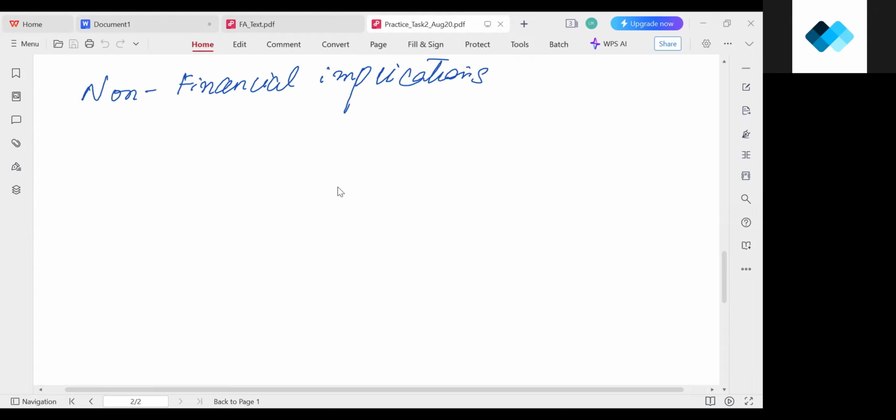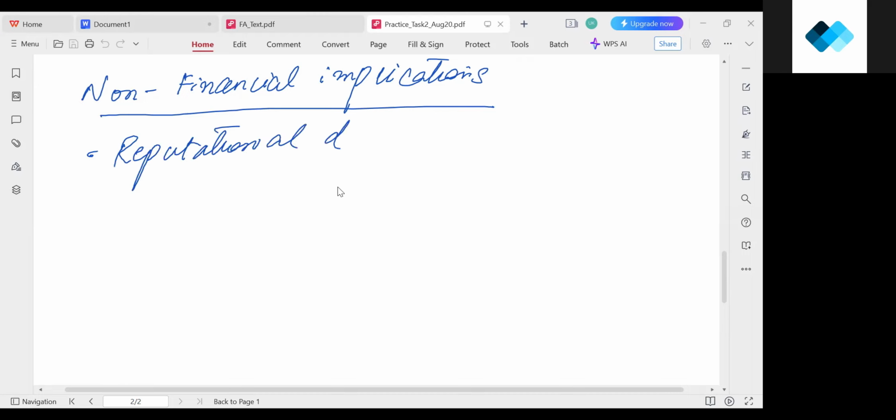You can pause the video and think about the non-financial implications. So the first non-financial implication is definitely the reputational damage. If this comes out, customers would not be comfortable doing business with your company, right? Because that's going to be a huge reputational damage.